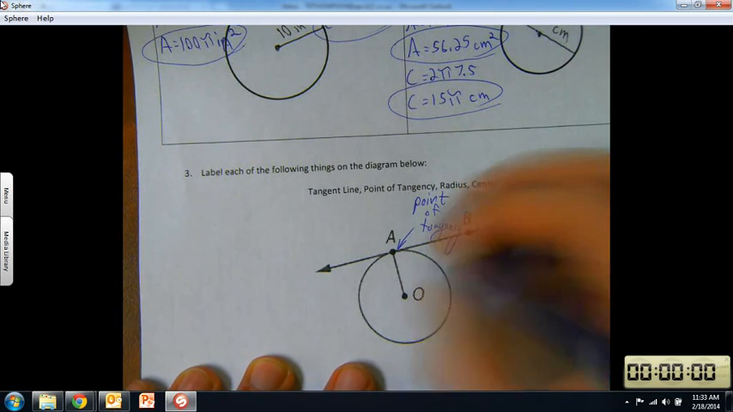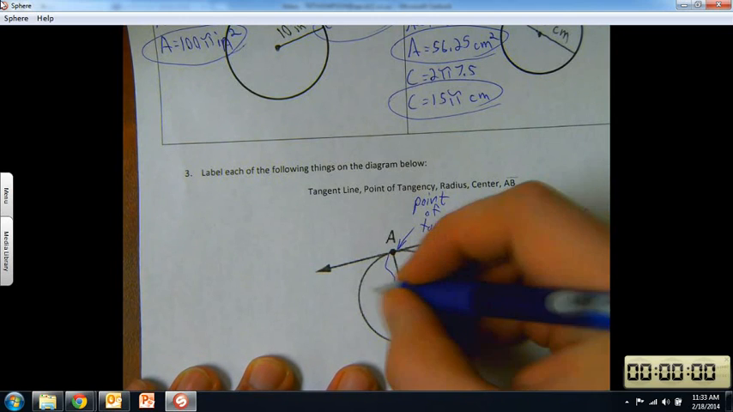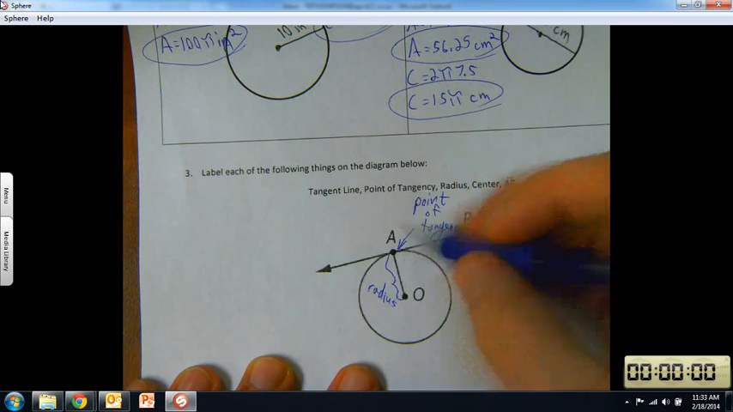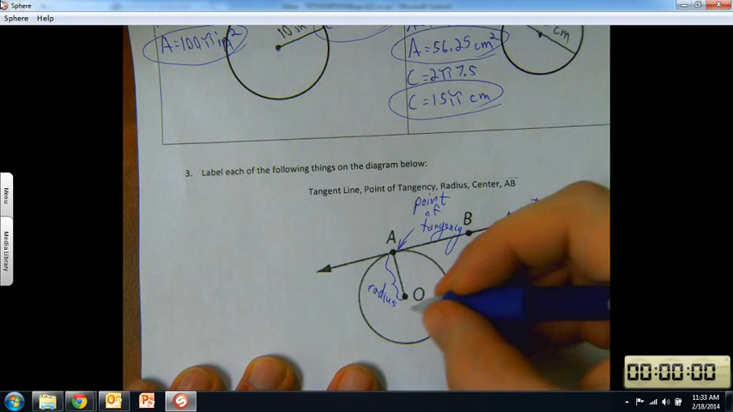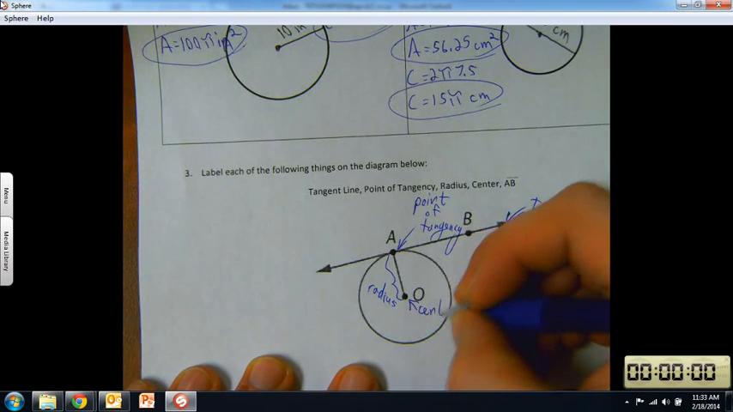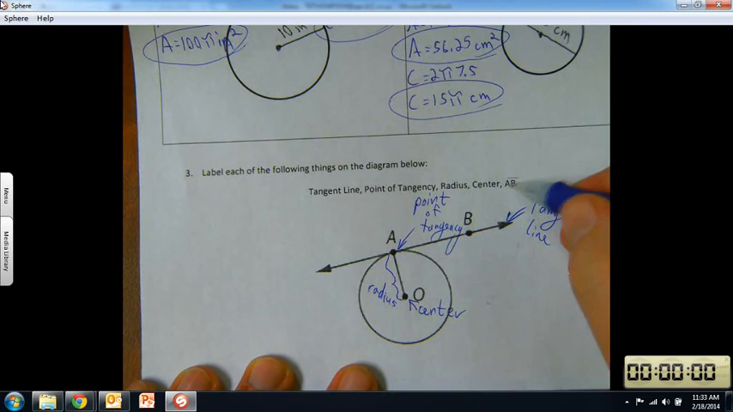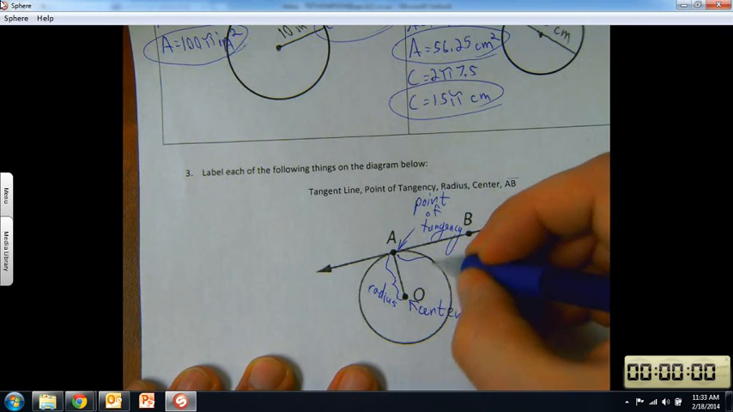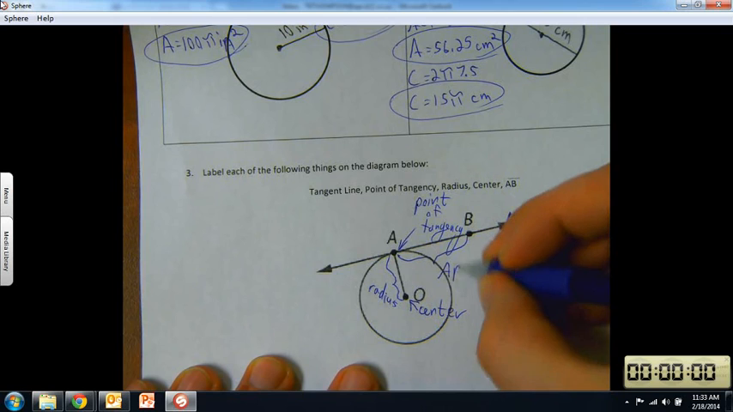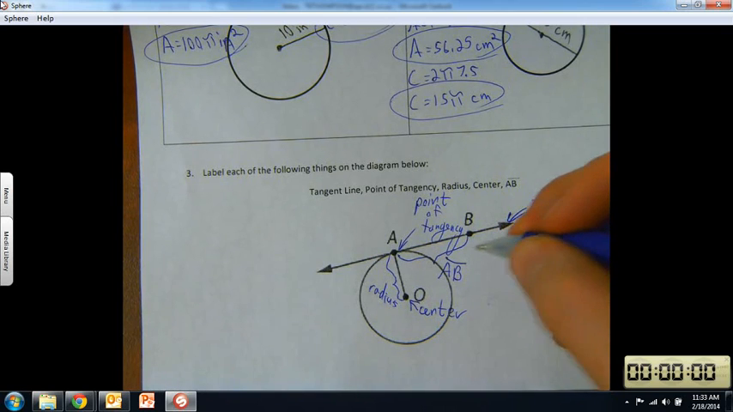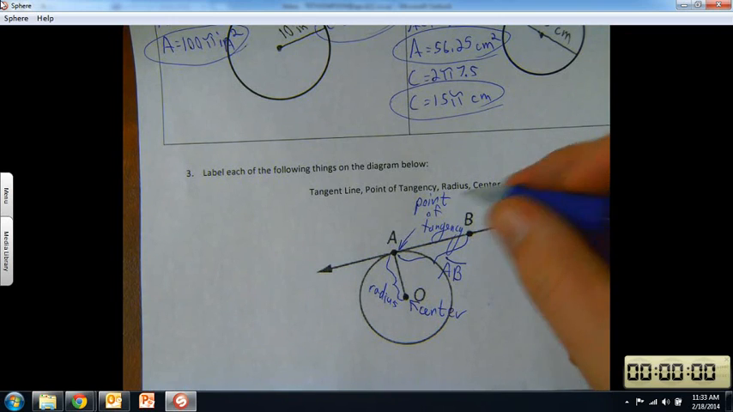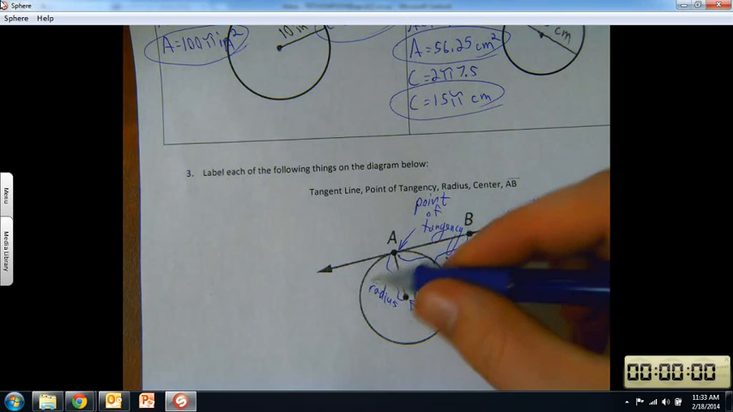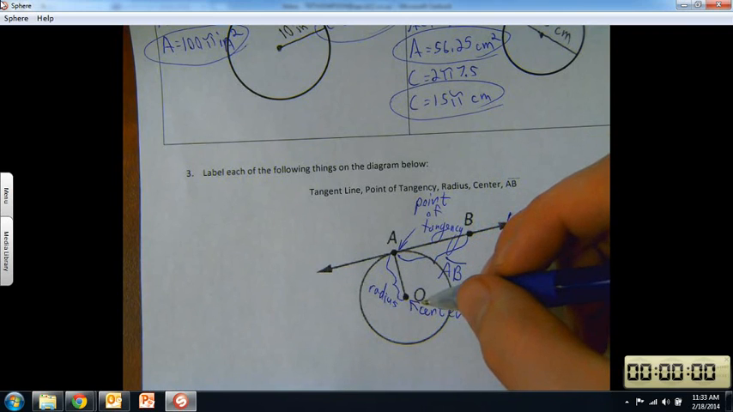The radius is the length from the middle to the edge of the circle. The center is the center of the circle. And line segment AB is right here. It's the line segment made from points A and B. So that's it. Just 5 things: tangent line, point of tangency, radius, center, and AB.